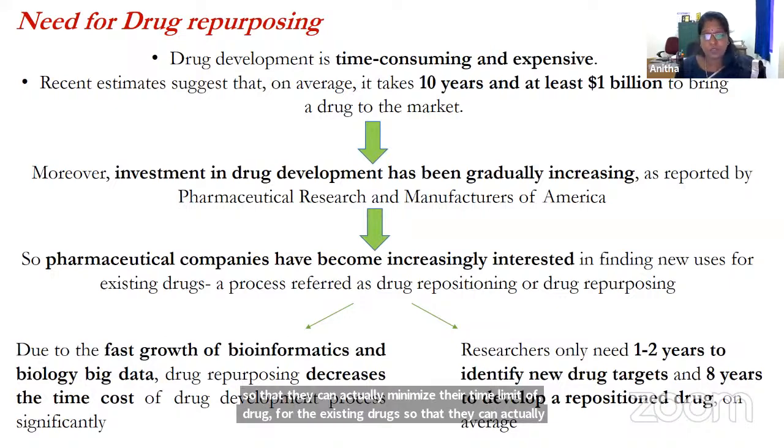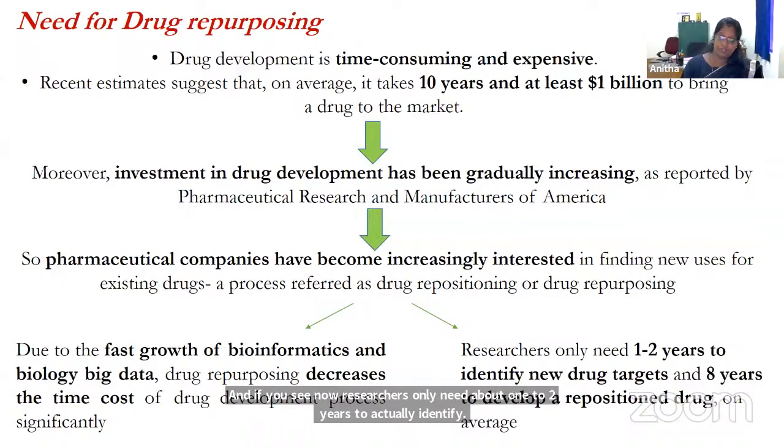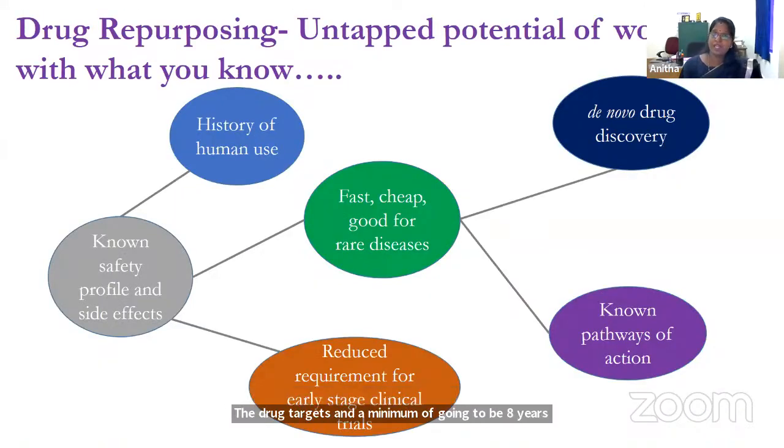Also, due to the fast growth of bioinformatics and biology big data, drug repurposing decreases the time cost of the drug development process very significantly. Researchers now only need about 1 to 2 years to identify their drug targets and a minimum of 8 years on average to develop a repositioned drug. Drug repurposing is an untapped potential of working with what you know. Because we know the history of the drug in humans, how it is going to work, the safety profile and the side effects, and we also know that it is going to be fast and cheap, and good for rare disease also.